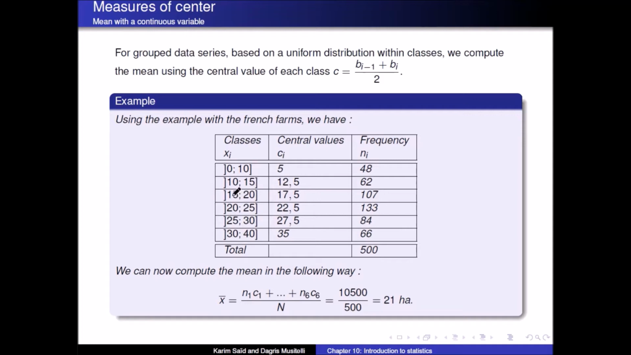The way to compute it is doing this: the first number, 10, plus the second one, 15, divided by 2. You have it here. So you can compute all the central values, and with them, you compute the mean. You have 48 times the value 5, so you do 48 times 5, plus 62 times 12.5, plus 107 times 17.5, and so on and so on, and everything divided by 500 because you have 500 values, and in total you have your answer, 21 here.